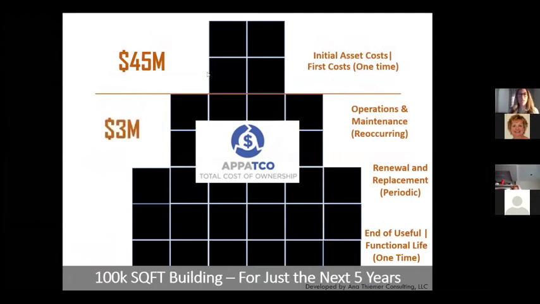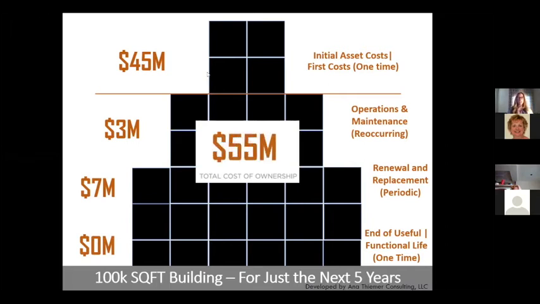So let's see. There are 3 million for operations and maintenance. We've got that value. That's just the $6 per square foot. And then we've got 7 million for renewal and replacement. And then the end of useful life, we don't have anything. So just over the next 5 years, we've got a $10 million addition on top of our 45 million.